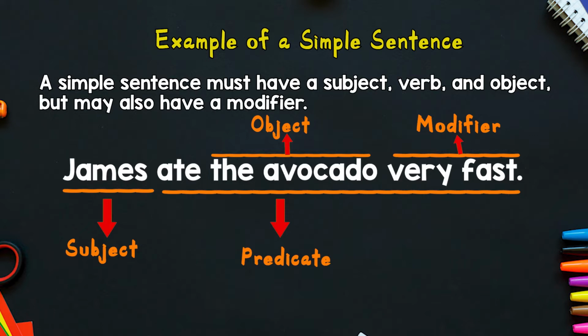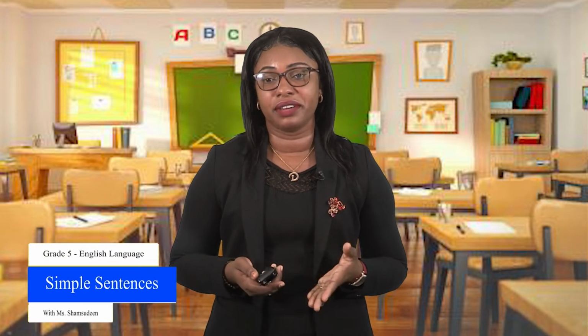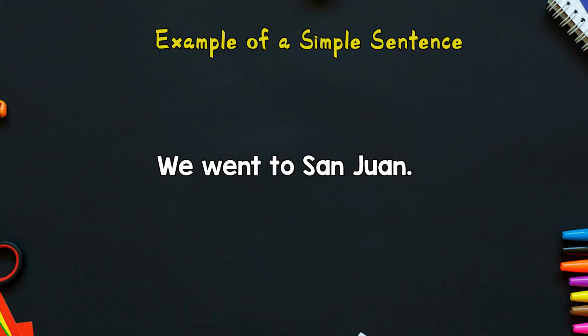how he ate. The word ate, as clear as it is, is the verb in this sentence. So we have James as our subject, ate as our verb, we have the avocado as the object, and very fast as our modifier. And again, this is another example of a very simple sentence. Now, look at this. We went to San Juan.